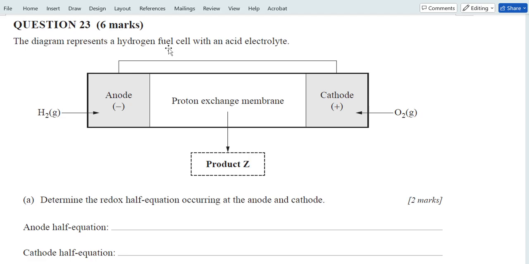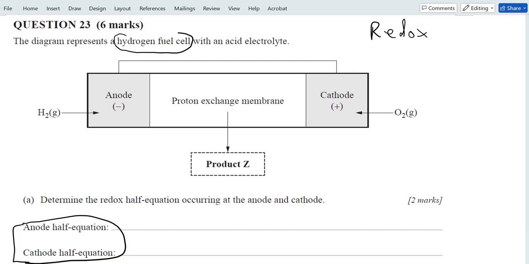Whenever I see a question, you look through the question itself. I can see straight away that it's going to be something to do with redox, so I'm going to look at oxidation and reduction. I want to know if it's a galvanic cell or an electrolytic cell because that'll make a big difference. And you've just got to remember that a hydrogen fuel cell is electrolytic.